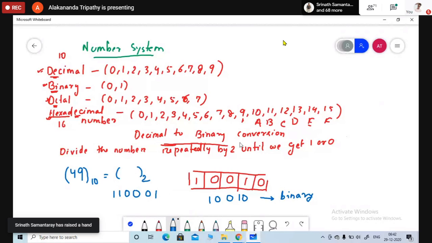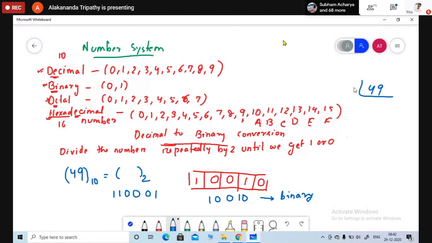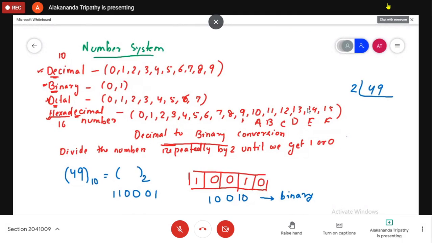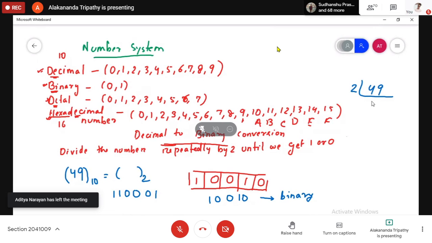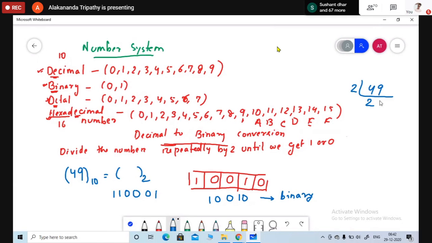Okay. Srinath, look. So how we are doing it? We are going to divide 49 by 2 repetitively. If I divide 49 by 2, what will be the value here? 2 2s are 4, 2 4s are 8. What is the remainder? 1. Here I have written 1. Now again I will divide 24 by 2. So here the value is 12. What will be the remainder? 0. Again divided by 2.